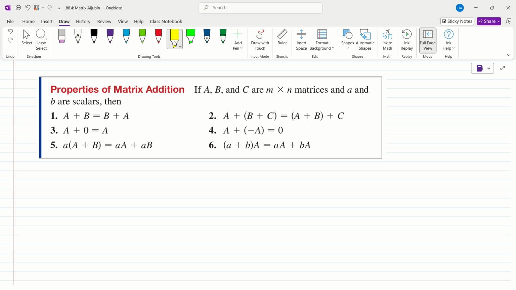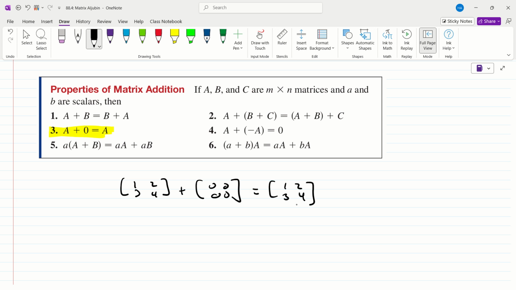Properties 3 and 4 are kind of obvious. Property 3 says that when you take a matrix and add the 0 matrix, you get the original matrix you started off with. For example, 1, 2, 3, 4 plus 0, 0, 0, 0. What would that give you? Well, the matrix 1, 2, 3, 4, right? This property seems very obvious, but there's a reason why we take time to mention it. I'll talk about that shortly.